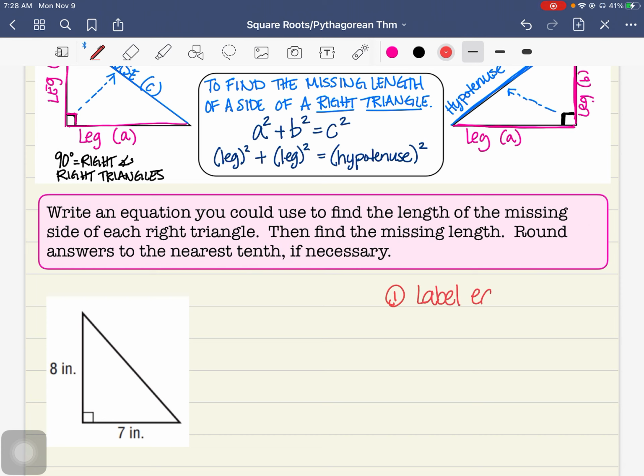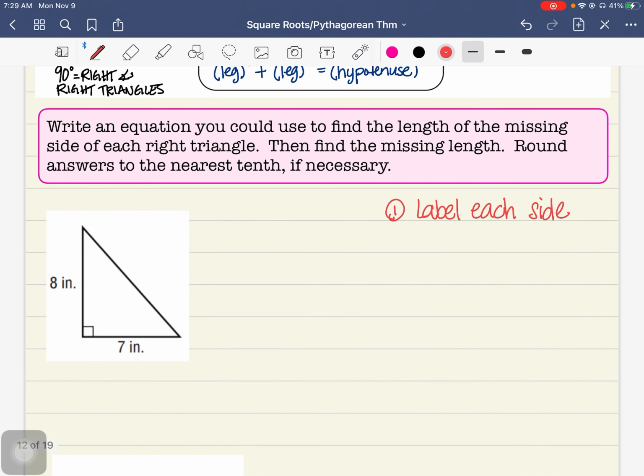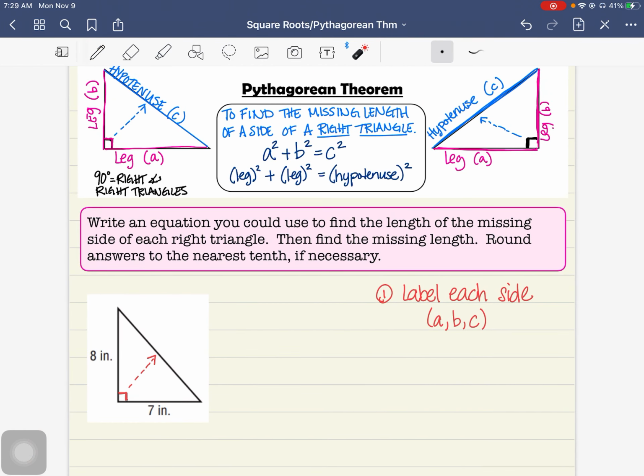So label each side. That means you're going to have to redraw it or screenshot it and use your annotating tools on your iPad. We're going to label each side, the A, B, and C. Remember what we said. The important side to remember is the one opposite the right angle. Here's my right angle, and opposite that is always the hypotenuse. So that's C. So this is going to be side C.